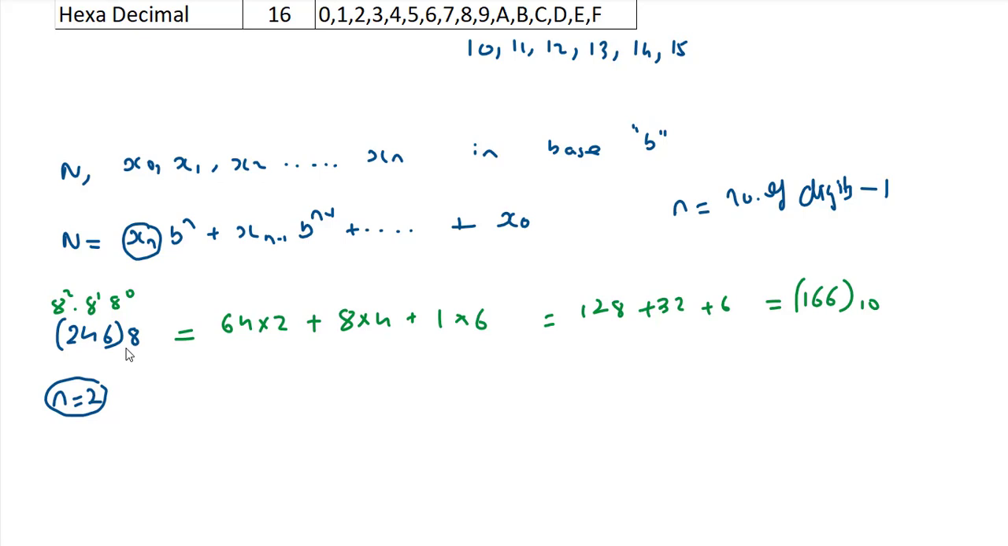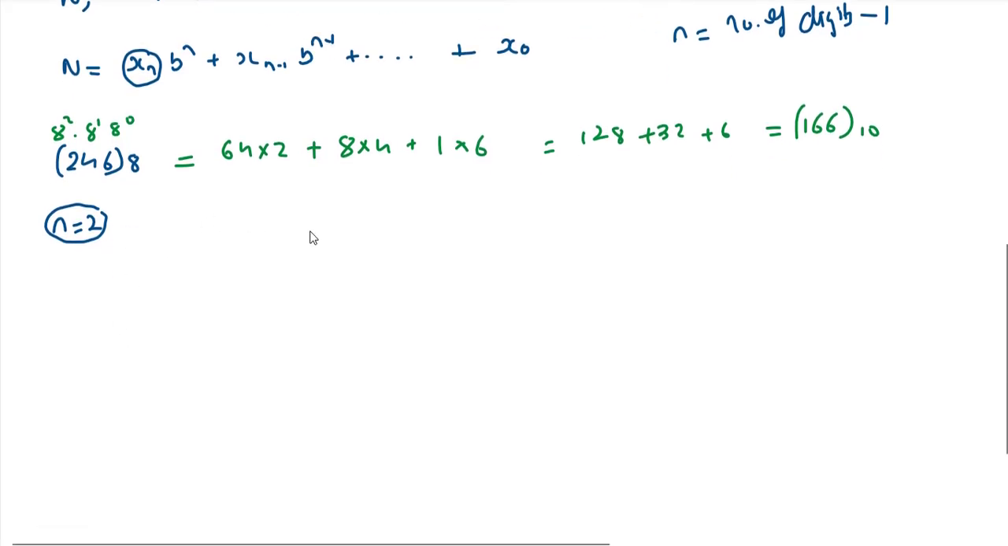Let us now see how to convert a number from base 10 to another base. Let us take the same example that we have considered above. If I want to convert this number 166, which is in base 10, to a number in base 8, we already know the answer. It is 246. Let us see how we arrive at this answer.